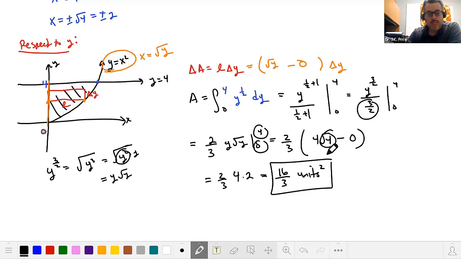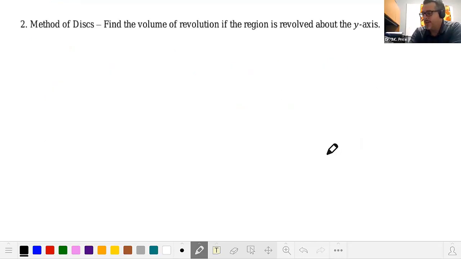All right, so let's move on to finding volumes. And so we're going to do discs, washers, cylindrical shells. Those were the 3 methods that we had. And so how do we do these? First, for discs, let's draw the picture.